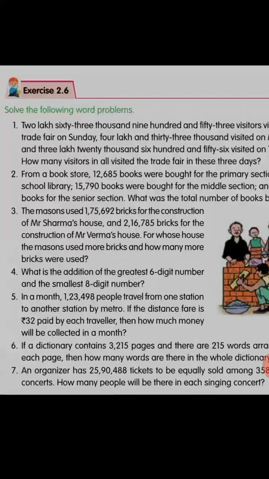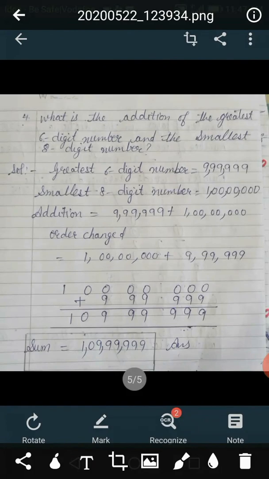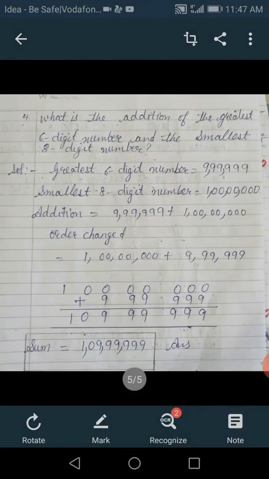First of all, write the greatest 6-digit number, that is 9,99,999. So 6 times 9 is written here. Now the second is the smallest 8-digit number. So 1 crore is the smallest 8-digit number. With 1, 7 times you will write 0. Now they have asked what is the addition of these two numbers. So add these two numbers. In the third step you need to add.